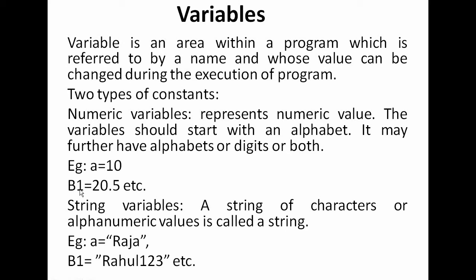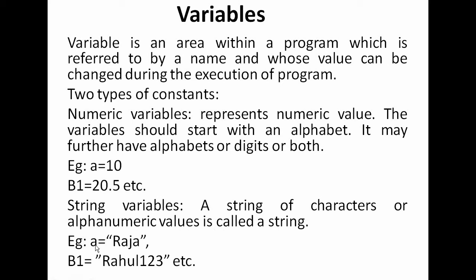For example, B1. B1 is actually a name of a place in a program, an area in a program which holds some value such as 20.5. So here B1 is your numeric variable holding a number value, 20.5. So this is all about your numeric variables. Next we have string variables. A string variable comprises characters or alphanumeric values. The values here comprise some characters and some alphanumeric values, basically called a string.